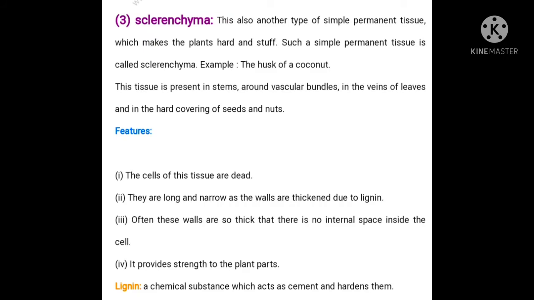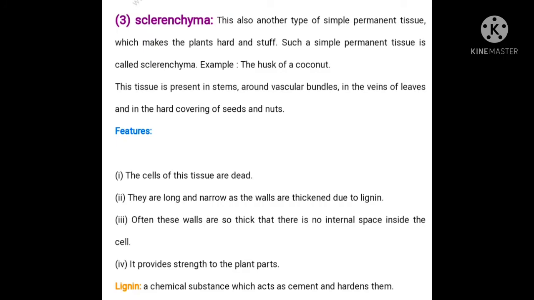Now, the features of this: the cells of these tissues are dead. They are long and narrow, as well as thickened due to lignin. Lignin is a chemical substance which acts as a cement and hardens them. So sclerenchyma is the type of tissue in which dead cells are present.